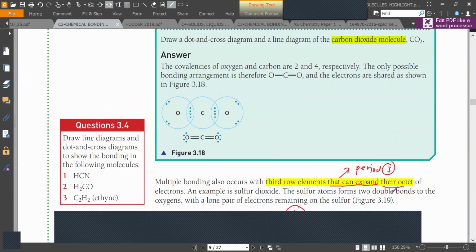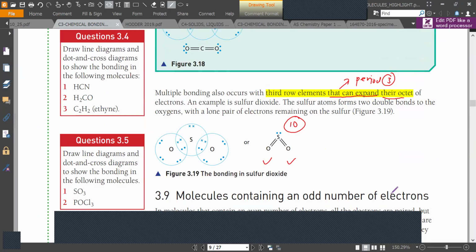If we look at this SO2 example, how does it work? Sulfur is in group 6, with 16 electrons. The electron configuration is 1s2, 2s2, 2p6, 3s2, 3p4. This is 16, right? And then 3d0, nothing in it. If we look at the valence shell, p is 3 orbitals, d is 5.